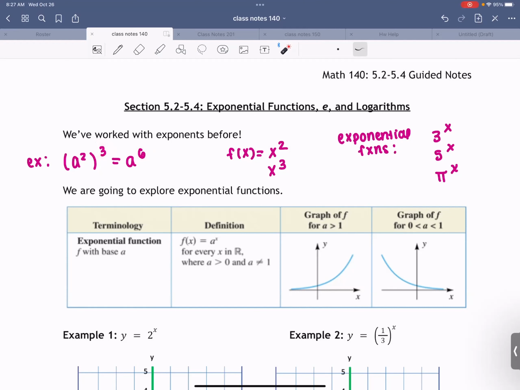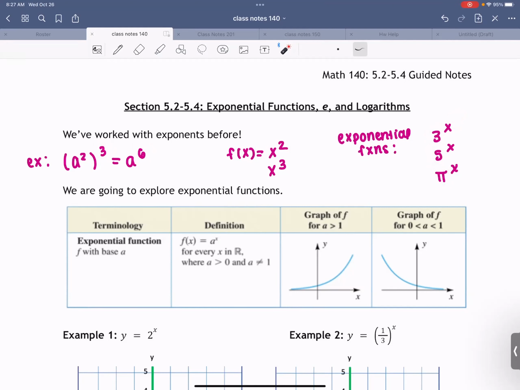When we have exponential functions, the base of the exponent is always going to be some sort of number. So it's going to be a constant like 3 or 5 or something like that. And in the power, it's either going to be x or maybe a polynomial, so x squared or x minus 1, something involving x in the exponent. Okay, so that's the difference between an exponential function and things that we've done before.